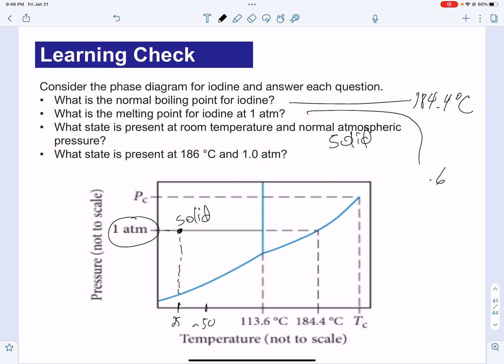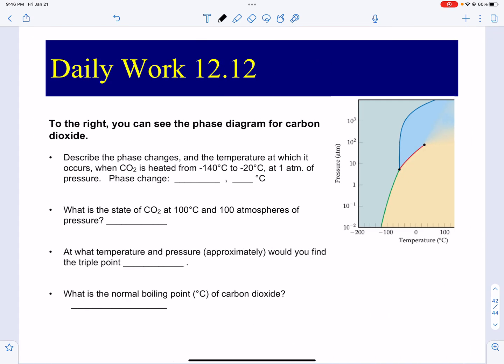What state is present at 186 and 1 atmosphere? 186 will be kind of right in there, and 1 atmosphere will be right there. So that's going to be my gas section. So that will be your gas. Remember, solid, liquid, and gas. And that's basically what we do with this, understanding how we use the phase diagram. So that's your daily work.